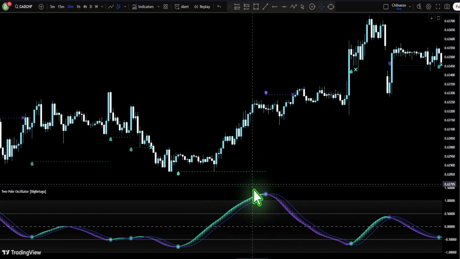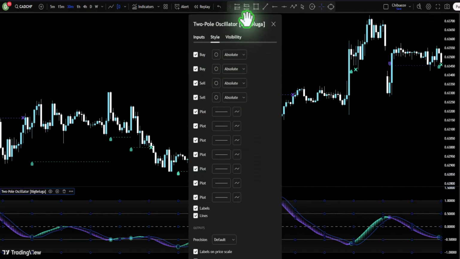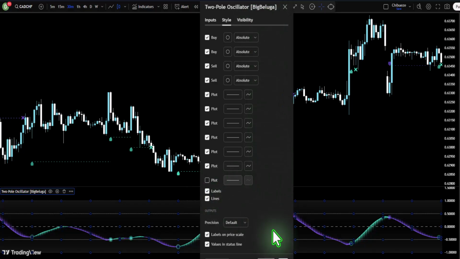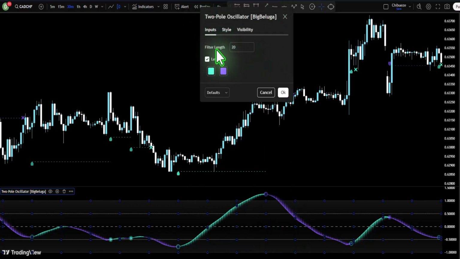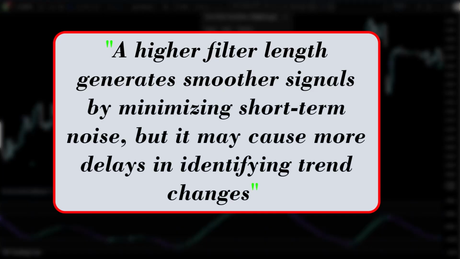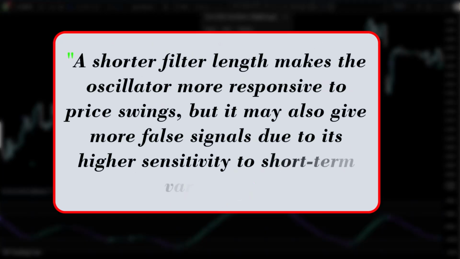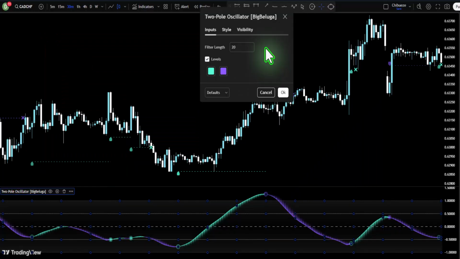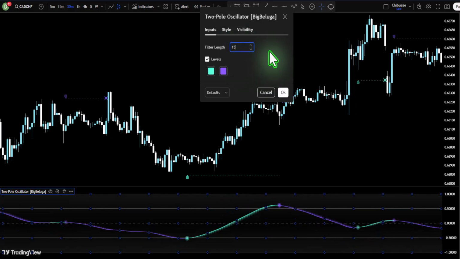Now, if we revisit the settings of this indicator and navigate to the Style tab, we can disable the last plot option. On the Inputs tab, we have the filter length and these level colors that regulate how much smoothing is given to the oscillator. A higher filter length generates smoother signals by minimizing short-term noise, but it may cause more delays in identifying trend changes. In contrast, a shorter filter length makes the oscillator more responsive to price swings, but it may also give more false signals due to its higher sensitivity to short-term variations. Traders can adjust this setting to alter the balance of smoothness and responsiveness based on their trading style and market conditions.